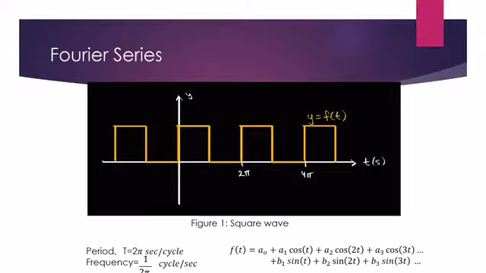So a1 cos t can represent a frequency of 1 over 2 pi, and a2 cos 2t can represent 1 over pi, which means it's twice the frequency of a1 cos t. It's also the same for b1 sin t, b2 sin 2t, and also b3 sin 3t. This concept is the same.